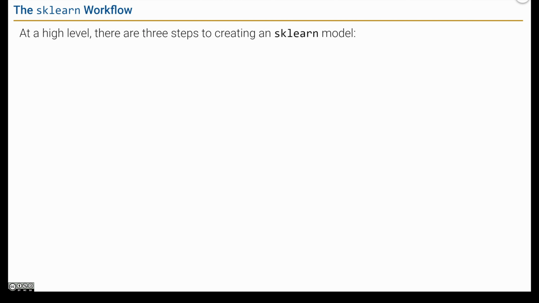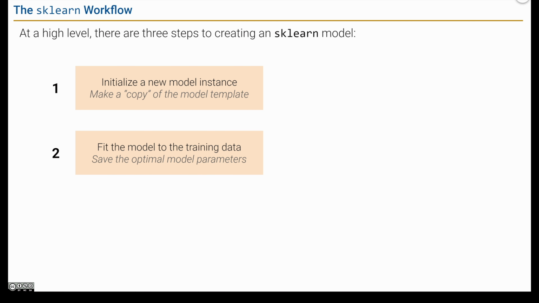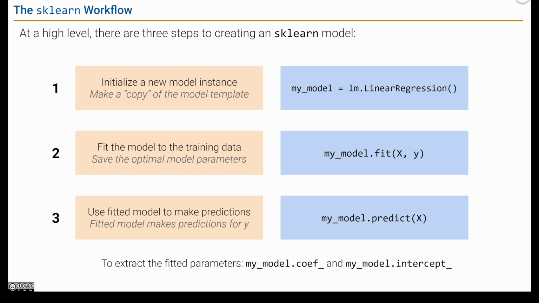The easiest way I think of this is you think of sklearn as allowing you to copy an existing template of a useful model. So the first step is to make that copy, which is another word for what's called initializing. And then you will fit the model to the training data, and then you can use the model to make predictions. So those three steps can be completed in these lines of code. You initialize, you fit, and then you predict.